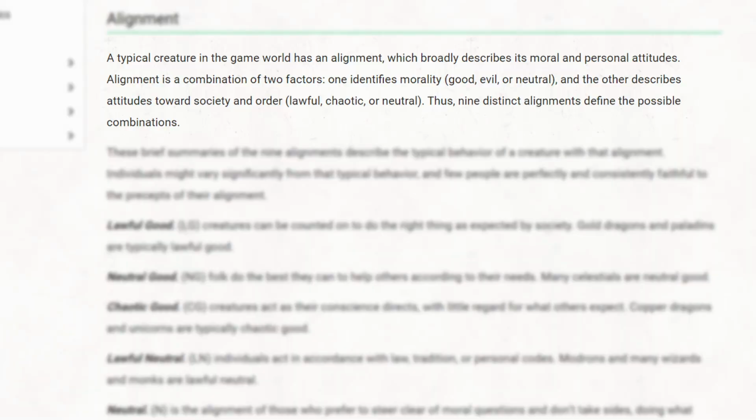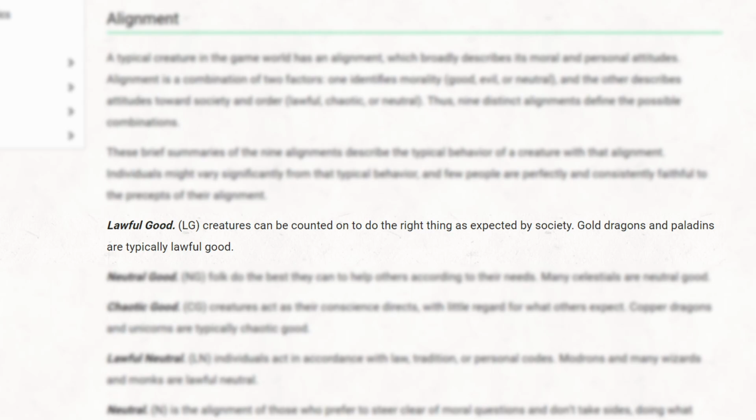Alignment in the Player's Handbook is described as morality and attitude towards society. These terms are unsatisfyingly vague, and rely on the environment for context. A lawful good fighter can be counted on to do the right thing, as expected by society. But whose society? And what is the right thing?